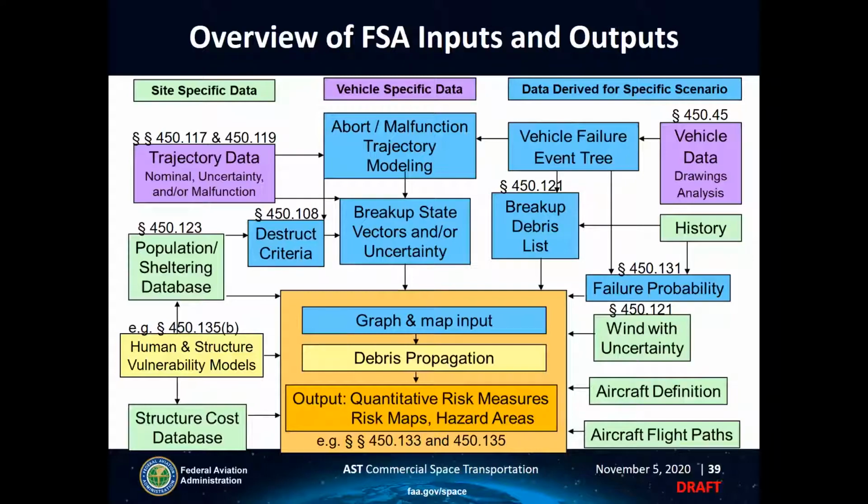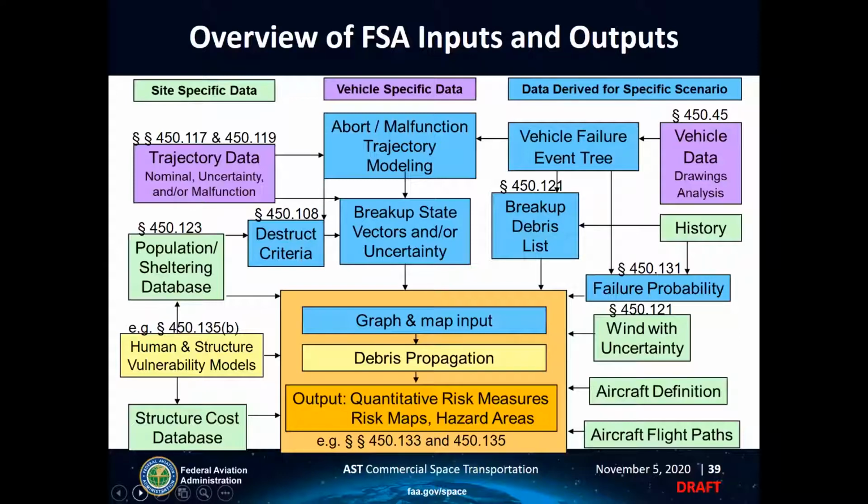part 451.23 describes the population sheltering database, or requirements that are necessary to describe the population and sheltering in the vicinity of where debris could impact. We'd also have a structure cost database that's important to us for computing the MPL. This also could be specifics about critical assets in the area.